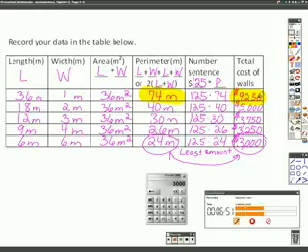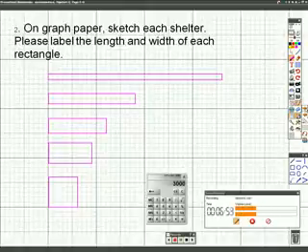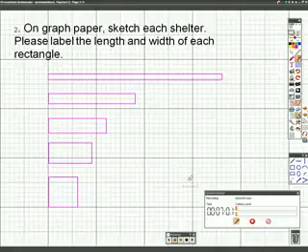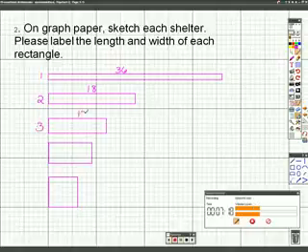So now what we're going to do is draw our rectangles. If you look on this paper, we have our long thin one, the one that costs the most. We have the 1 by 36. We have the 2 by 18. We have the 3 by 12. We have the 4 by 9. And finally we have the 6 by 6.